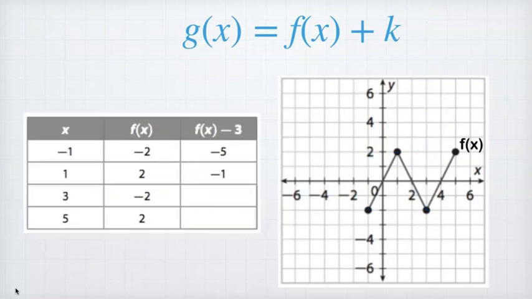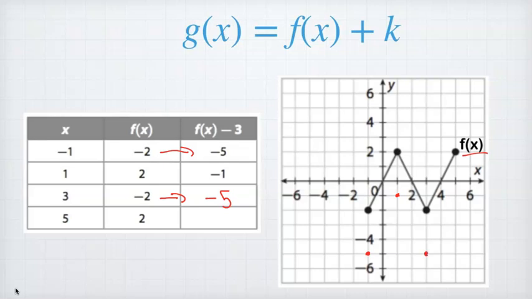What if instead of adding 4, I subtract 3? So now I have the same original f of x function here, but instead of adding 4, I'm going to subtract 3. At -1, my original value is -2. I'm going to subtract 3 and take that down to -5. At +1, my original value is 2. I'm going to subtract 3 and take that down to -1. Okay. At 3, my y value is -2. If I subtract 3, I'll go back down to -5. So I'll be here.